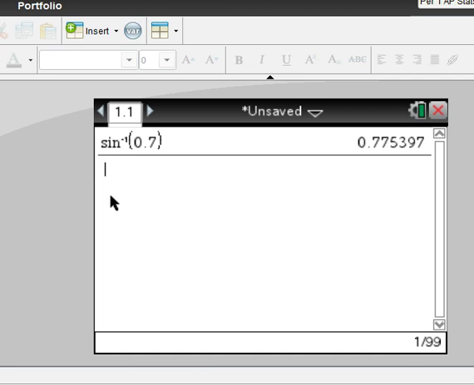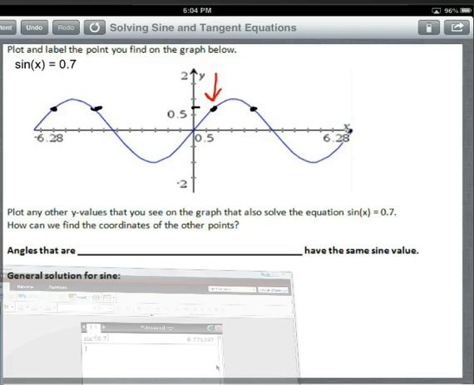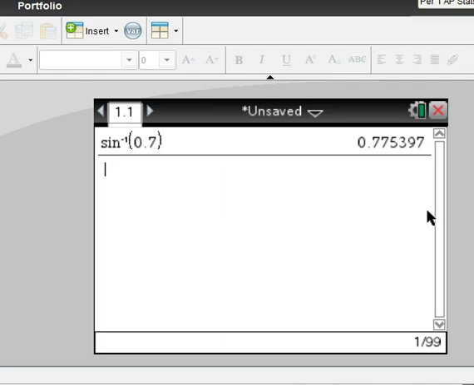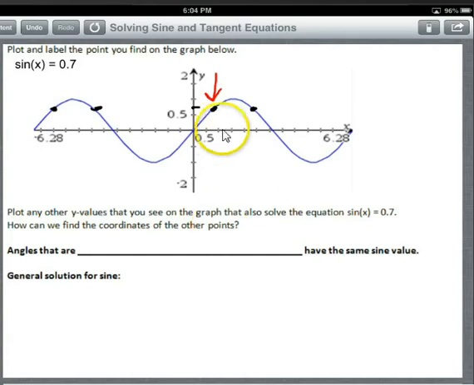If we go back to our graph, I forgot what that value was. Let me try this again. 0.775. That looks very reasonable as the x value or the angle for that trig value. So inverse sine of 0.7 is equal to 0.775. That's this angle right here. Now I need to find another angle, which is right here.